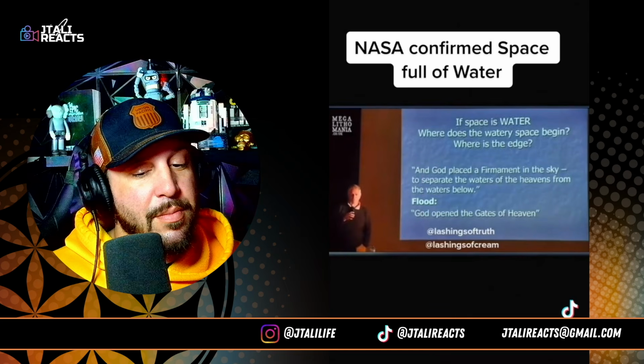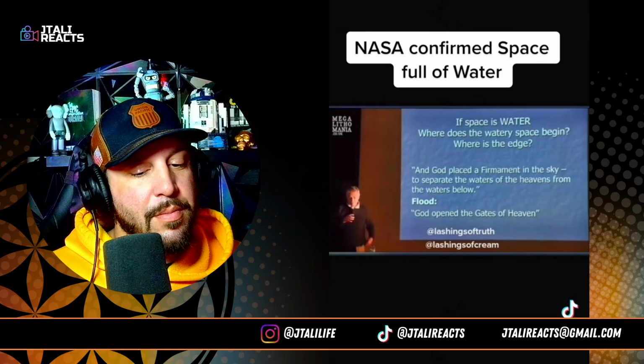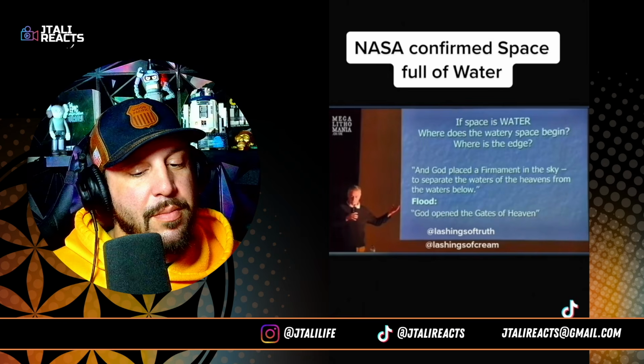Where is the edge? Well, if we start listening to what the Bible tells us in some ancient scriptures, maybe we should listen to all of it. It says God placed the firmament in the sky to separate the waters of the heavens from the waters below. And then how did God create the flood? It tells us God opened the gates of heaven to let the water pour in on the earth.